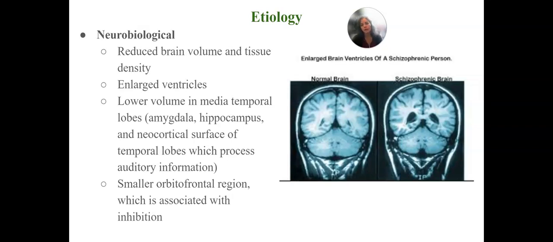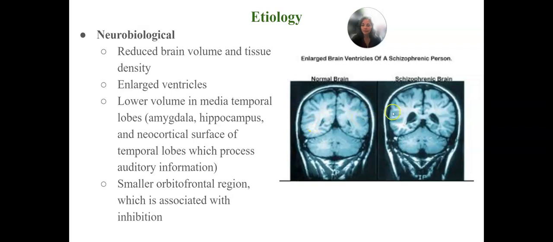Neurobiological issues as well. Over here, you're seeing some brains. This left brain is a non-diagnosed brain, and the right brain is actually a schizophrenic brain, where you see less actual cortical brain volume. You actually see less brain tissue over here. Notice it's not as dense and packed. These spaces right here are your ventricles. There's actually cerebral fluid in those ventricles. And you see the ventricles are much larger in the brain with a schizophrenia diagnosis. So they do feel like that is a contributing factor.